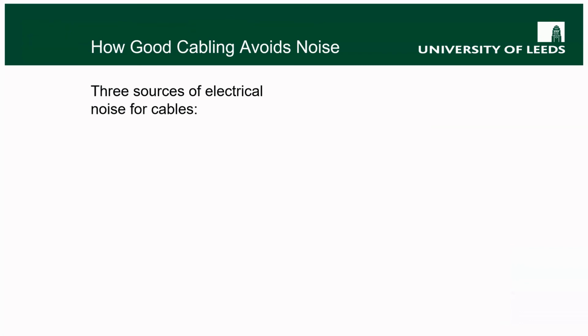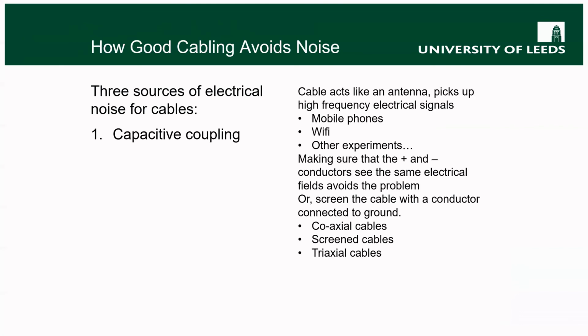So then you also need to think about how your cables might influence the amount of noise you see in an electrical signal. There are three ways you can get noise in a cable. First of all, you can think about capacitive coupling. In this case, cables are acting like antennae. They pick up some high frequency electrical signals. The classic ones these days are mobile phones and Wi-Fi, but it also includes other experiments, and it can also include sudden sparks as well.